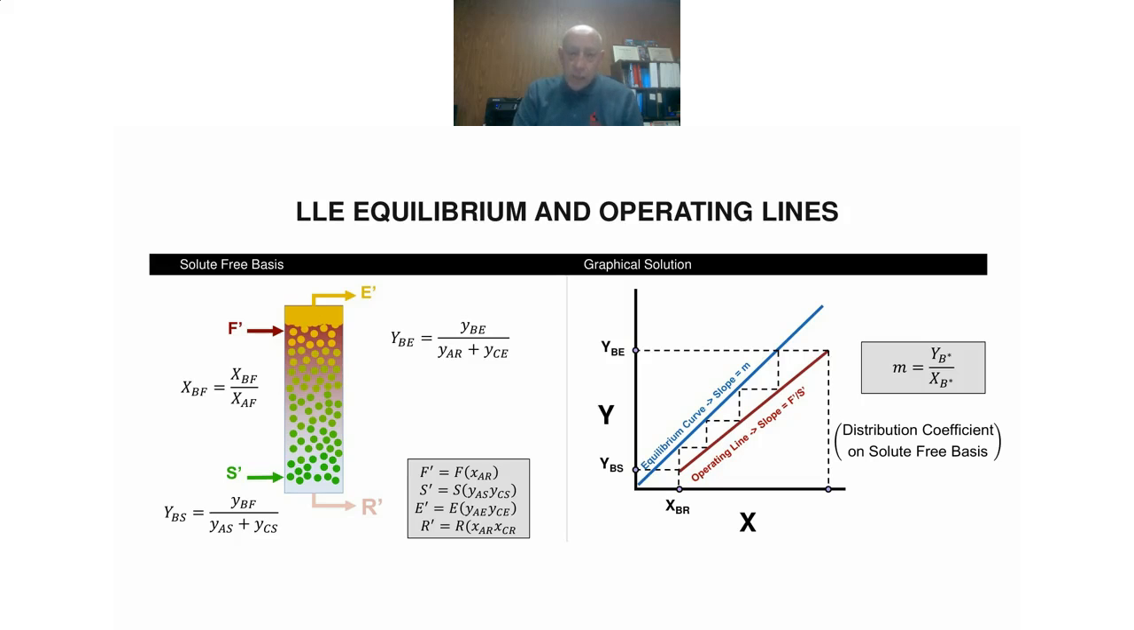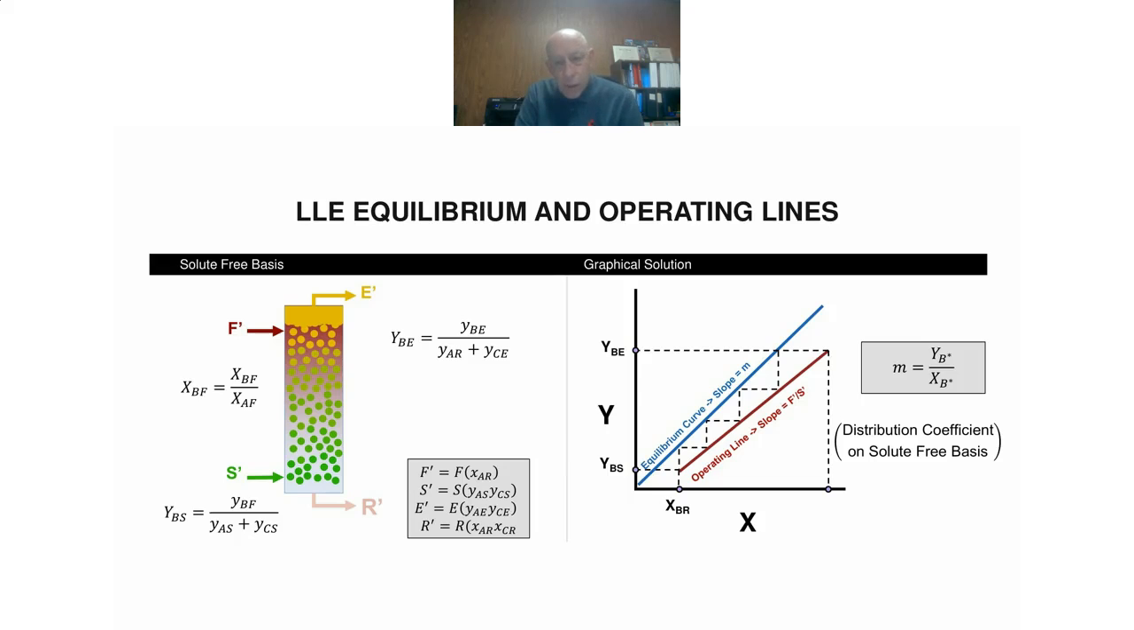So when you're doing these mix and decants, what you're developing is the equilibrium curve, which is the blue line shown over here on the right. Y being the concentration of the solute in the solvent or the extract phase, and X being the concentration in the feed or the raffinate phase. So your first mix and decant, you'll be this upper point on this blue equilibrium curve. And then every time you mix and decant, you'll be a lower and lower point on this equilibrium curve.